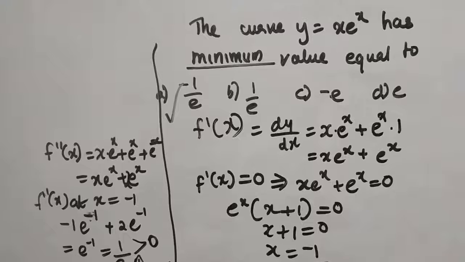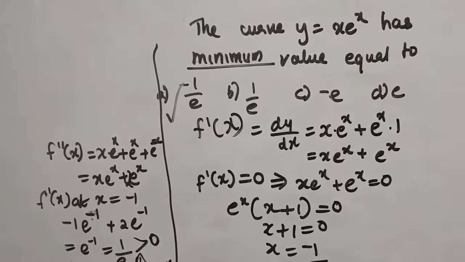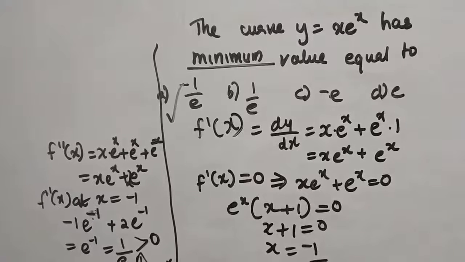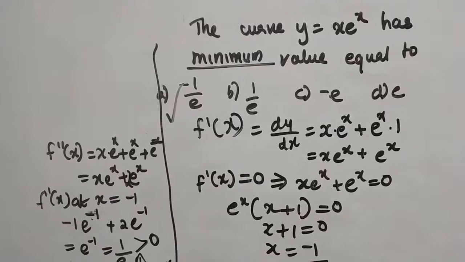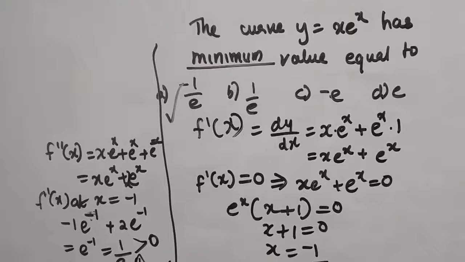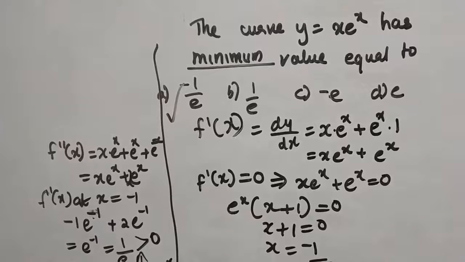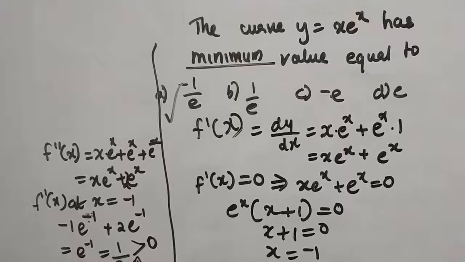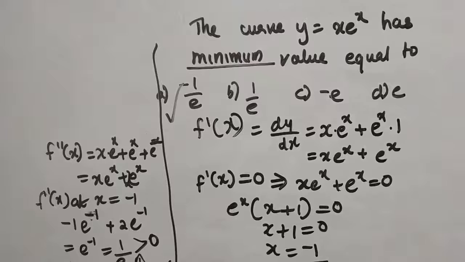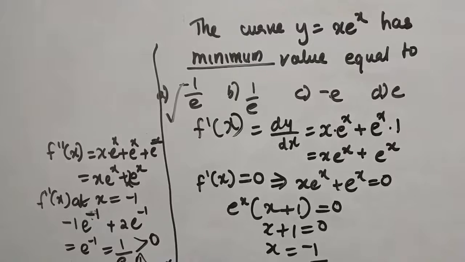As we always do, for finding the minimum value or maximum value, you will first find f dash of x, then equate f dash of x equal to 0, then find the values of x, then find f double dash of x to check whether it is maximum or minimum, then put the value in the function to get the minimum value.